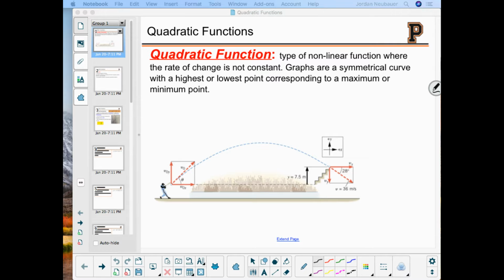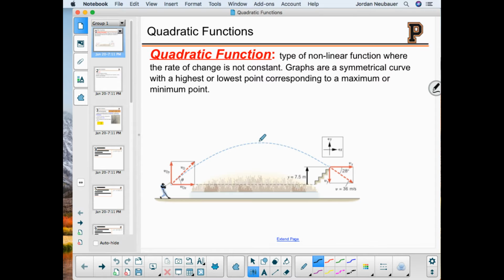This definition was shared last lesson, but for those that need a little bit of a refresher, a quadratic function is any type of a nonlinear function where the rate of change is not consistent or not constant. The graphs of these are those things that we've referred to as parabolas that are a symmetrical curve with either a highest or lowest point corresponding with a maximum or minimum. We introduced the concept of a vertex last week, which again is kind of representative of that highest or lowest point.